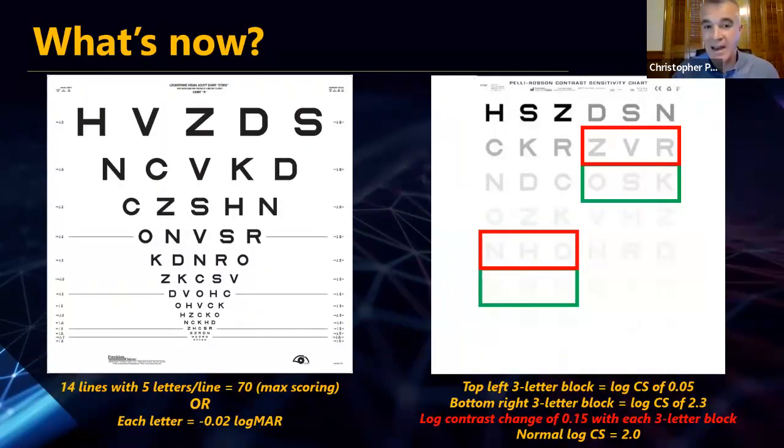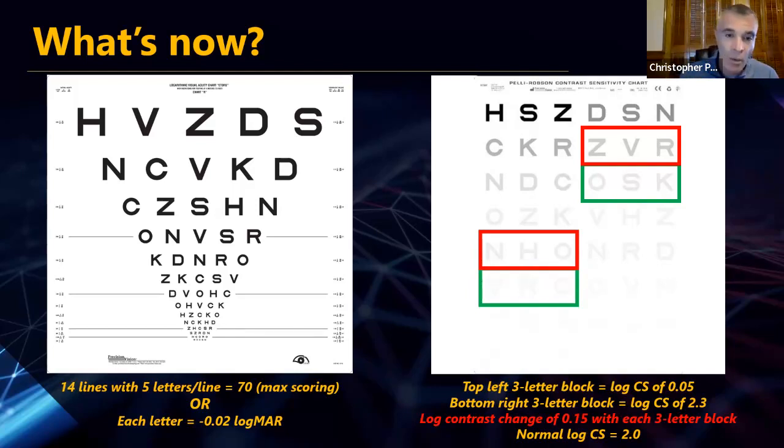On the right, that is the green and the red boxes. That is essentially each 3-letter grouping is 0.15 log units. So statistical or clinical significance is a grouping of 2 change. So if you go from ZVR down to OSK, that is a significant increase if you go up. That's a significant decrease if you go down. So that is really kind of your trigger.